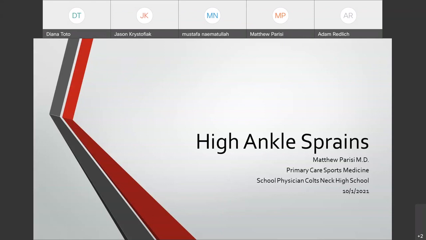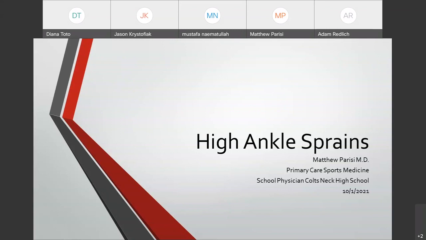So first, let's talk about a high ankle sprain, or syndesmotic injury. This is an injury to the distal tibiofibular ligaments. Depending on what literature you read, it accounts for about 1 to 20% of all ankle sprains and about 40 to 74% of ankle injuries in sports.